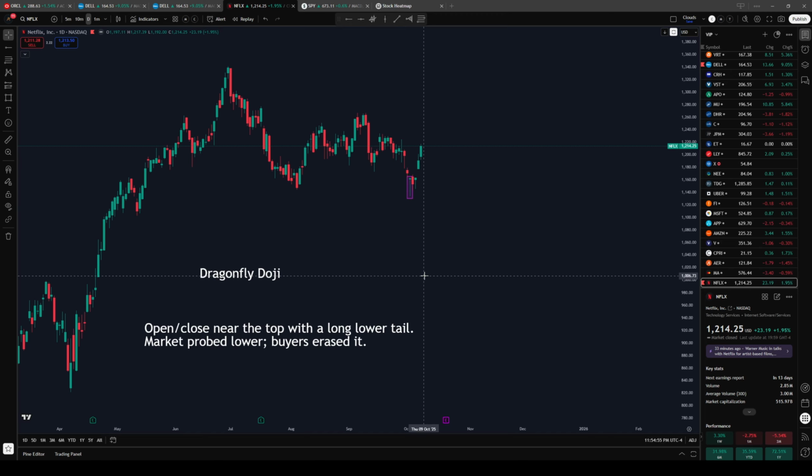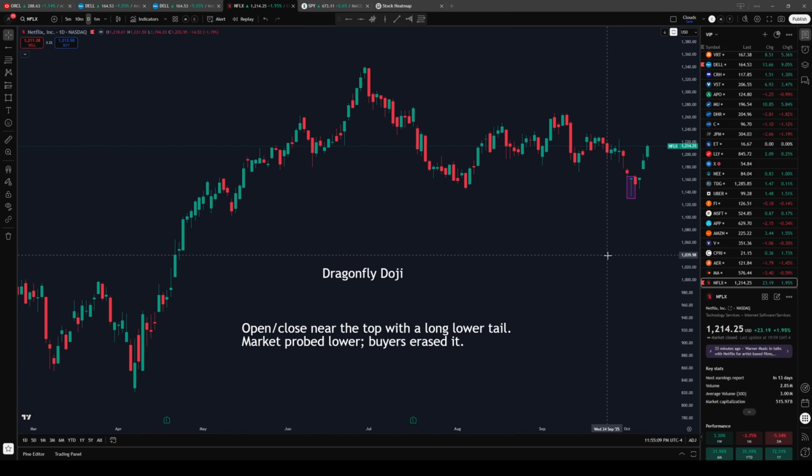The next doji variant I want to go over with you guys is a Dragonfly Doji. It's an open and a close near the top with a long lower tail. The market probed lower, but buyers erased it. Take a look at the chart. We have a more recent Dragonfly here on Netflix.